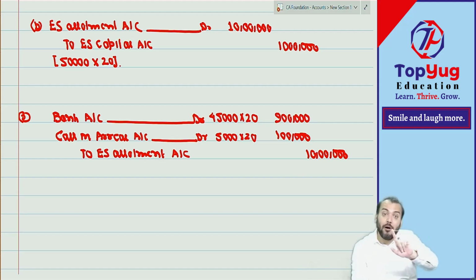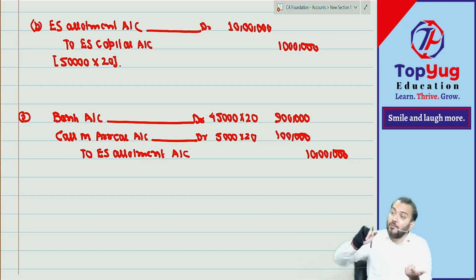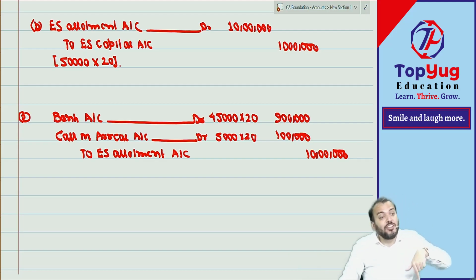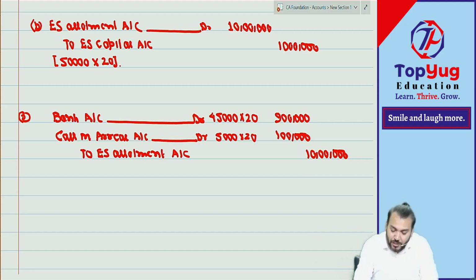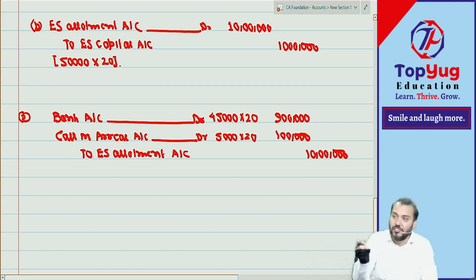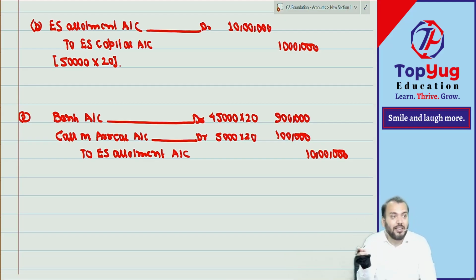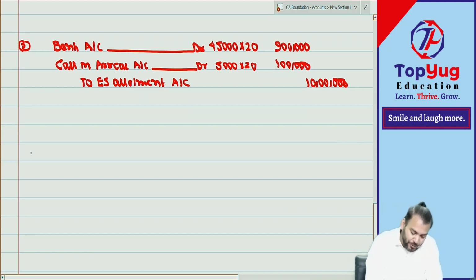Uncalled means what? Amount not yet due only. The question of receipt will not arise. So calls in arrear means amount due but not received, but uncalled means which is not yet due only. The question of receipt will not arise. Understood? The difference between uncalled and calls in arrear understood? Call scenario will be recorded, but uncalled capital will not be recorded. Understood? Correct. Then point number 4.